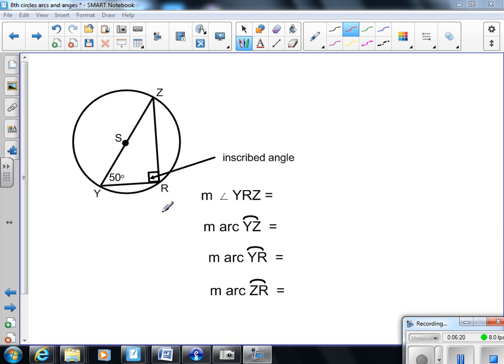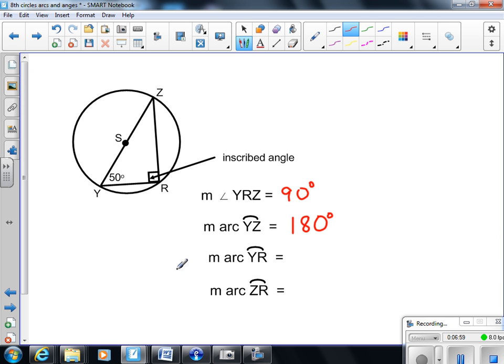Okay, so let's then talk about what happens in this case. Let's say the measure of angle YRZ. Okay, so here's YRZ, how many degrees? Okay, it looks like it's 90 degrees. What's then the measure of arc YZ going to be? Well, it will be double what the inscribed angle's measurement would be, since this angle is half what the measurement of that arc would be. So you're kind of working it backwards, and it would be 180 degrees.